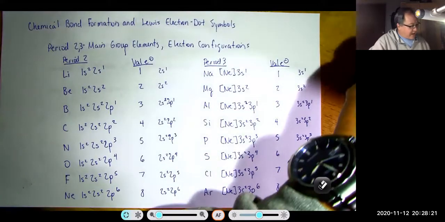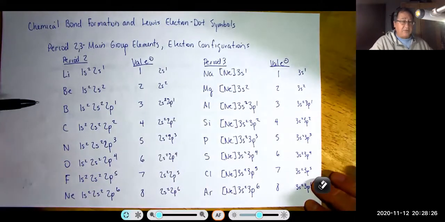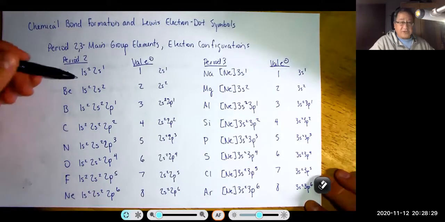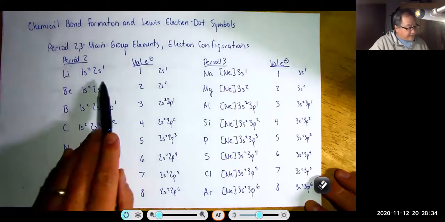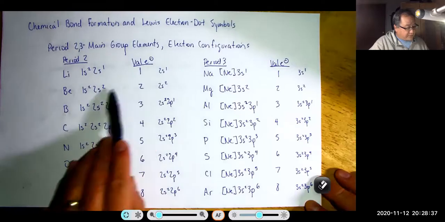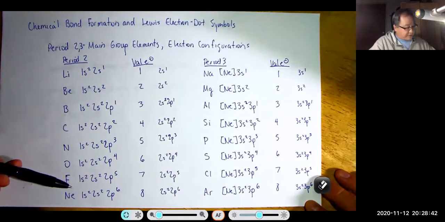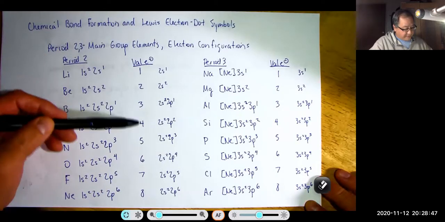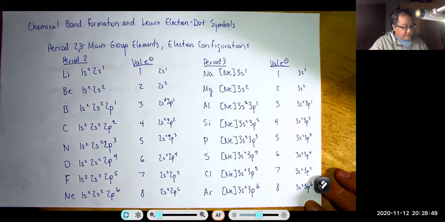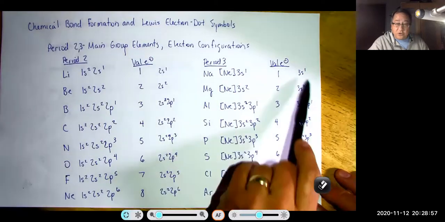If we take a look here at period 2 and 3 main group elements and their electron configurations, I'm going to go through this very quickly. Lithium here is 1s2, 2s1. Beryllium is 1s2, 2s2. If you look at the number of valence electrons, for lithium it's 1, for beryllium it's 2. And if we look at the other electron configurations for the period 2 elements, you'll notice that the number of valence electrons is 1, 2, 3, 4, 5, 6, 7, 8. The same goes for period 3. If you look at the valence electrons in period 3, there's 1 for sodium, 2 for magnesium, and so forth.